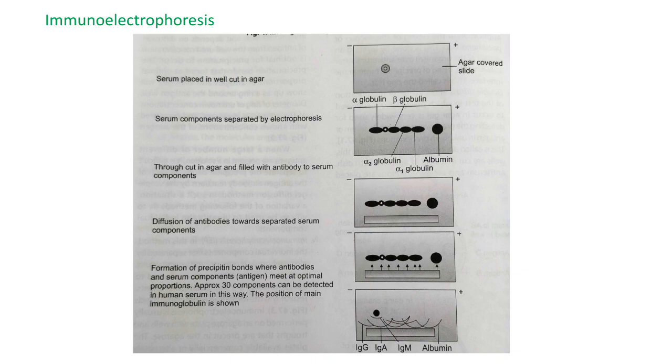Approximately 30 components can be detected in human serum in this way. The position of the main immunoglobulins is shown here in this last slide.